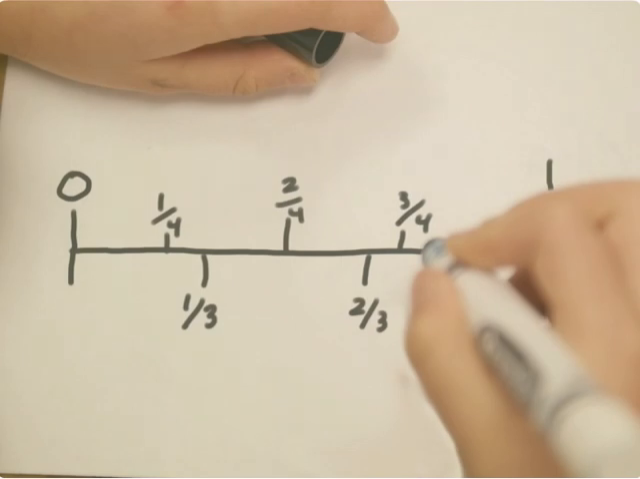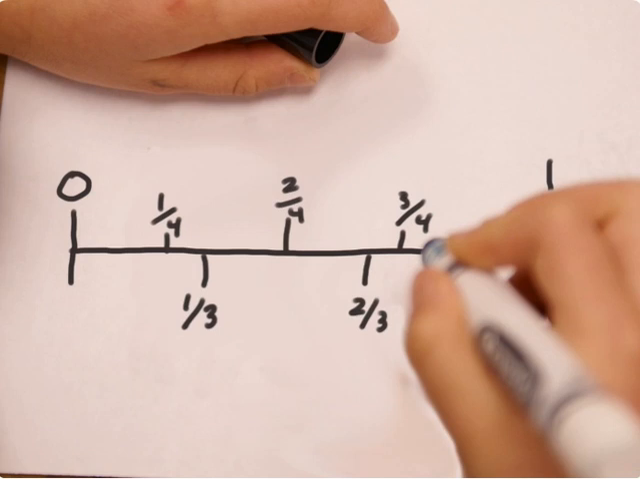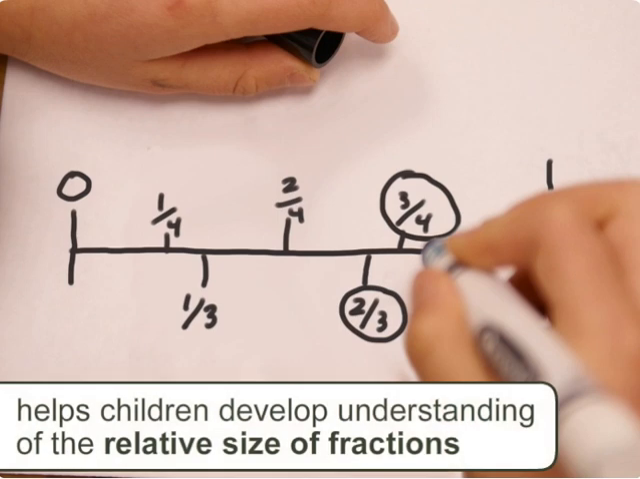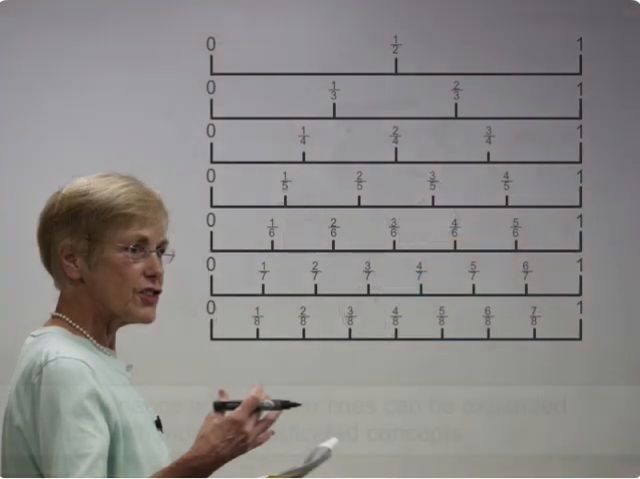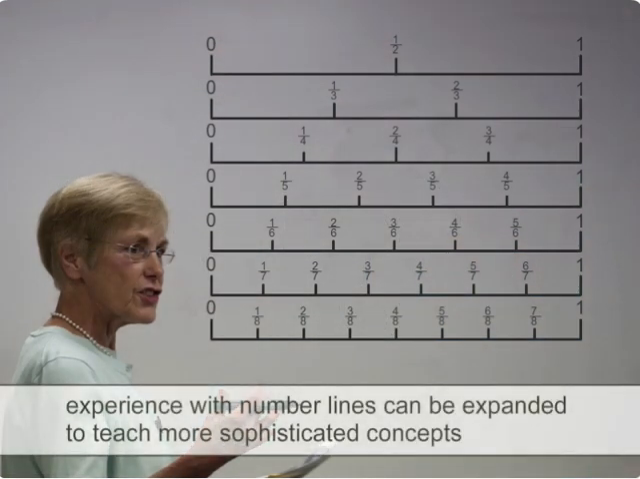More advanced work with number lines involves using parallel sets of labels, with each set showing fractions with different denominators. For example, students could be asked to compare 2/3 and 3/4 and identify which is greater. This use of the number line helps children develop understanding of the relative size of fractions. As students progress, their experience with number lines can be expanded to teach more sophisticated concepts related to rational numbers.